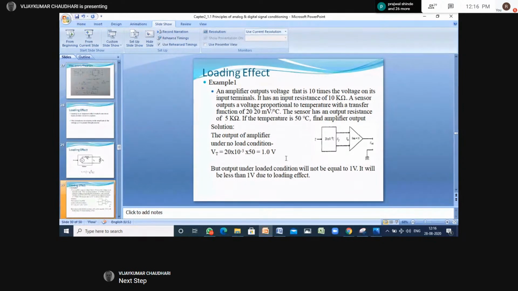See, in this one, this is an example. Through this example, we will experience the effect of loading.